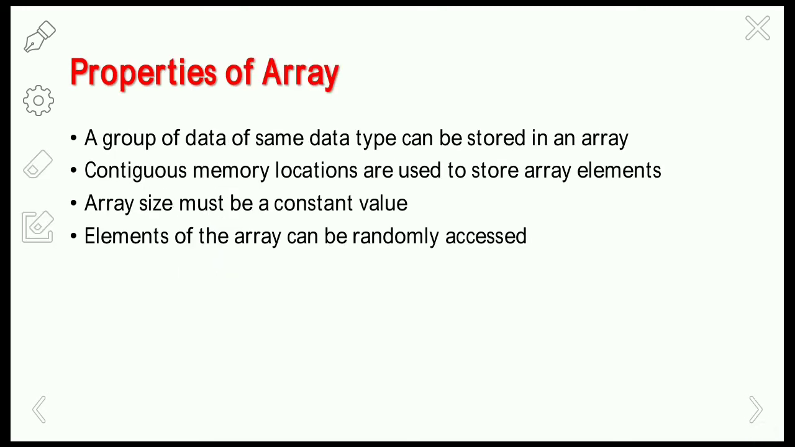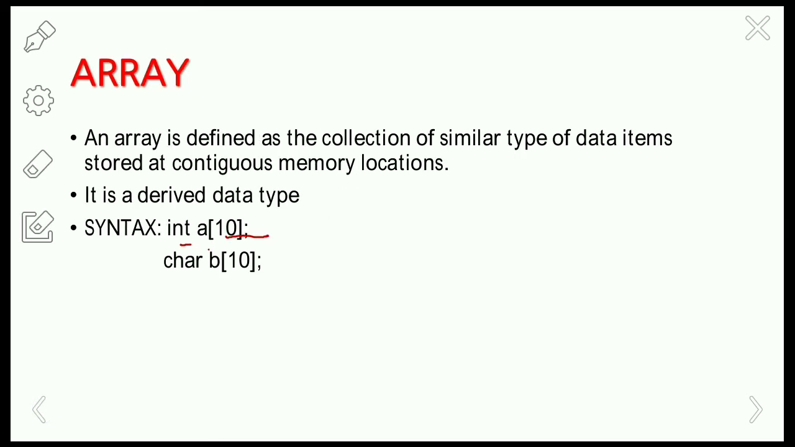So next, coming to the properties of the array. Here we have char b[10]. That means a character array to store a string of 10 characters with the name b. So a character array is declared here to store a string of 10 characters. And remember one thing, that in the C language, for strings there is no separate data type. So if you want to store a string, you can store it using the character data type.